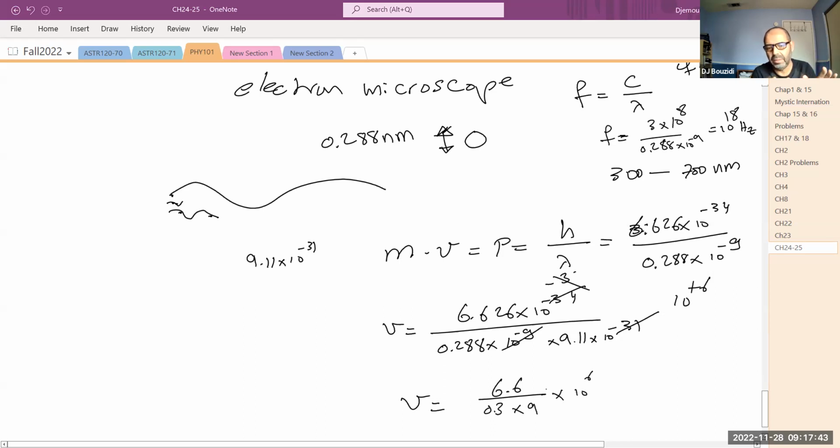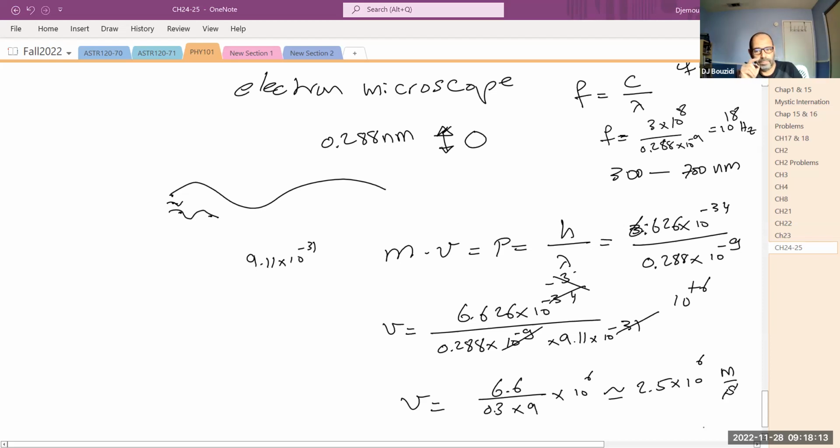If you have the time, please use a calculator. And again, please use a calculator so that you can understand these things. This is part of the working it out. So when I tell you guys to go do the reading, make sure you do these numbers because they help you understand what's going on. 6.26 divided by 0.3 is about 22. Divided by 9, it's about 2.5, roughly. Okay, 2.5 times 10 to the power 6 meters per second.